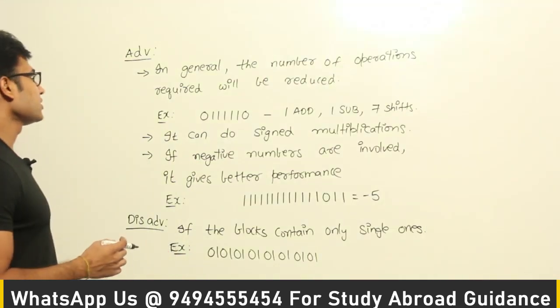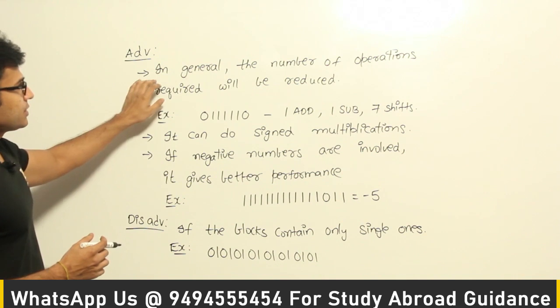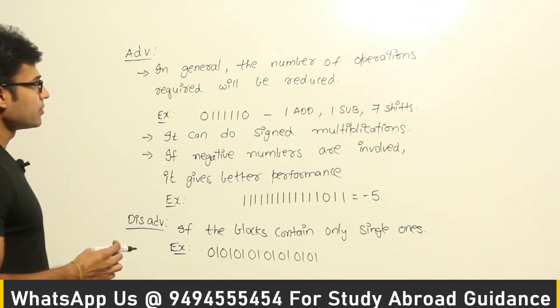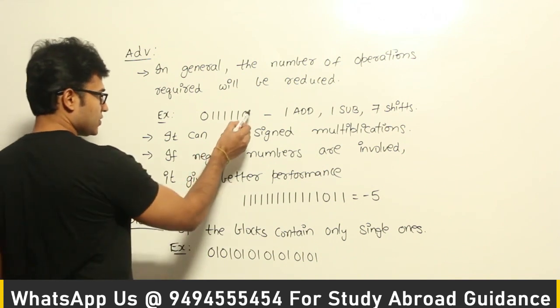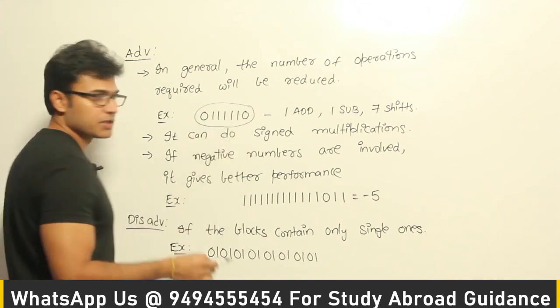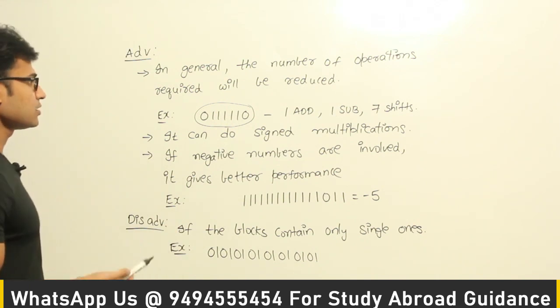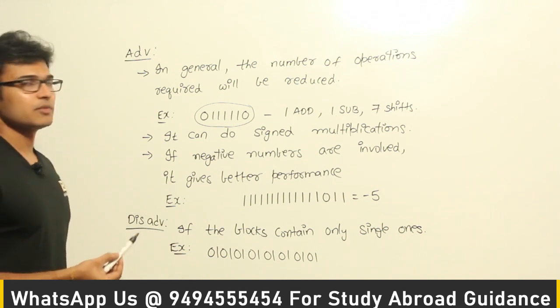Now let's see the advantages and disadvantages of this Booth algorithm. In advantages, in general, the number of operations required will be reduced. Most of the numbers you see will contain contiguous blocks of ones in general, and whenever you get such an input, the number of multiplications required, the number of operations, will be reduced.